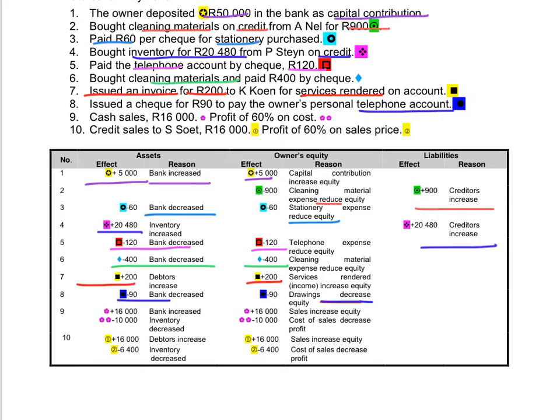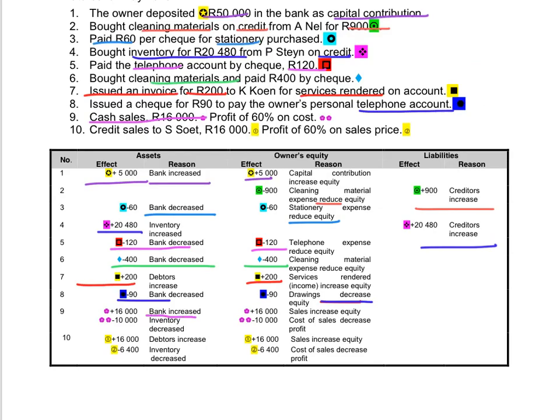Cash sales for 16,000. As soon as we sell something and we use the perpetual inventory system, it means that we have to complete two double entries. One double entry for the sales price and one double entry for the cost price. So first of all, we will record the entry for the 16,000. It's cash sales, so we put the money in the bank. Therefore, the bank account will be debited and the money in the bank will increase, so my assets will increase.